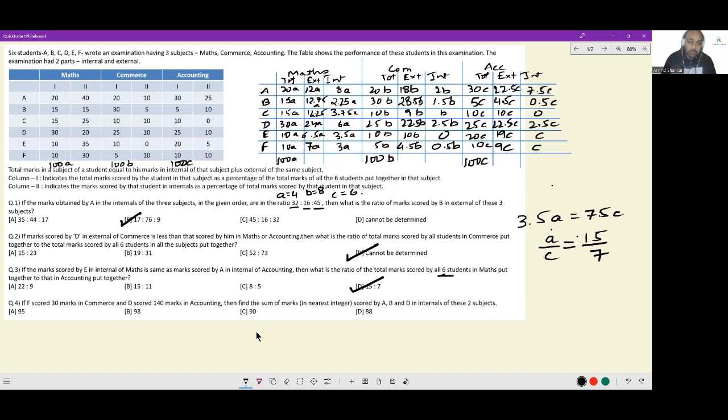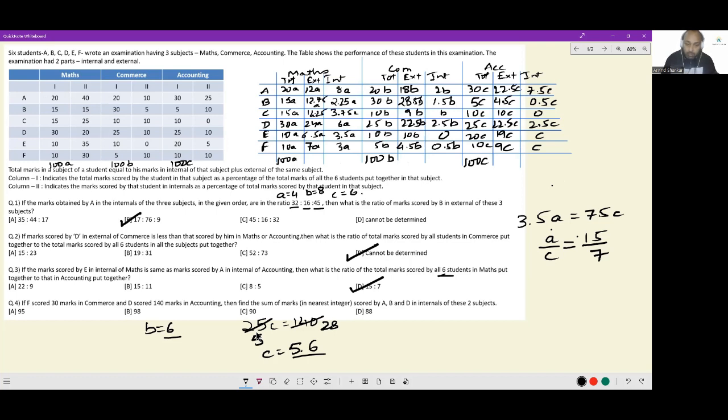If F scored 30 marks in commerce, so 5B is 30, so B is equal to 6. And D scored 140 marks in accounting. So 25C is equal to 140, 28, 5, or C is equal to 5.6. B is 6 and C is 5.6.